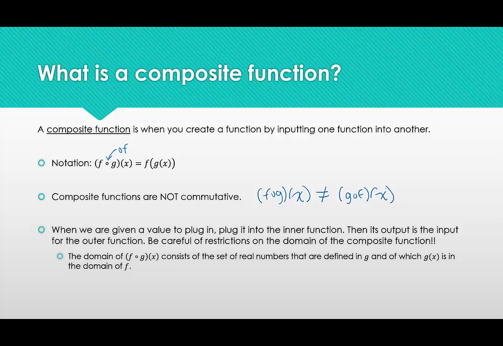When we are given a value to plug in, we plug it into the inner function. The inner function is always the one that's on the inside, right? So when we rewrite it, we would plug it in here to g. Then its output is the input for the outer function. Be careful of the restrictions on the domain of the composite function. The domain of a composite function consists of the set of real numbers that are defined in g and on which g is in the domain of f.